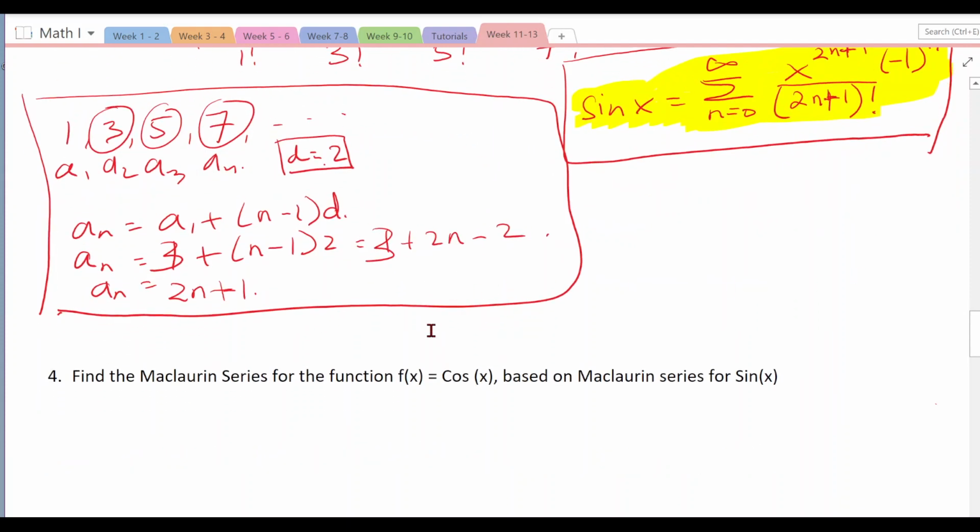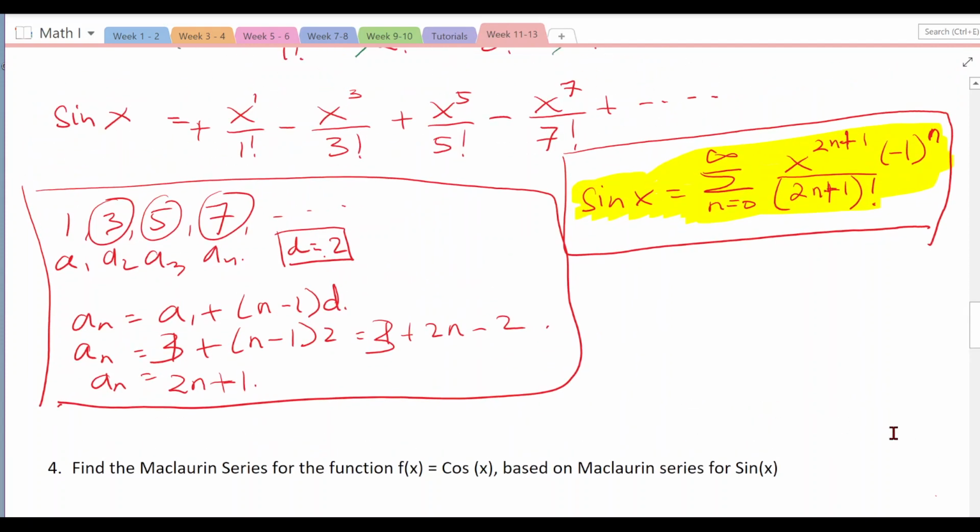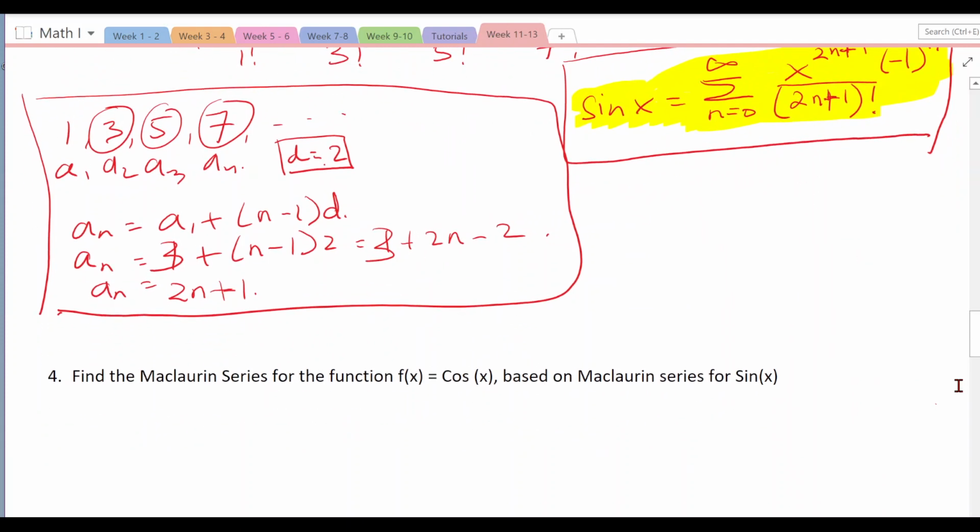So we are supposed to find the Maclaurin series for cos x this time based on the knowledge of the power series or Maclaurin series of sin x. So let's just write down the power series expansion of sin x, and then we'll see what we can do to get the Maclaurin series expansion of cos x. So we know the power series expansion is that one of sin x. So let's just write it down here in the bottom.